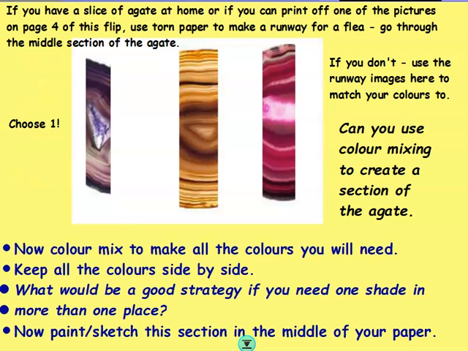So if you have a slice of agate at home, or if you can print off one of the pictures on page 4 of this flip, you can use torn paper either side to make a thin runway. So you've got a piece of paper here, and you've got a piece of paper here, and you make this runway strip so that you can see the stripes of colour going across, and that's what you're going to try and colour match onto a piece of paper. And I've put some other examples here.